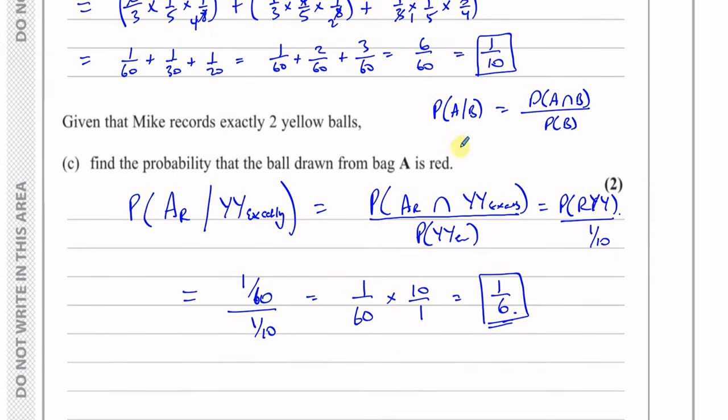1 over 60 divided by 1 over 10. Yep, there's the answer.